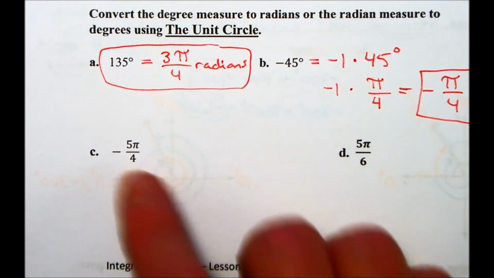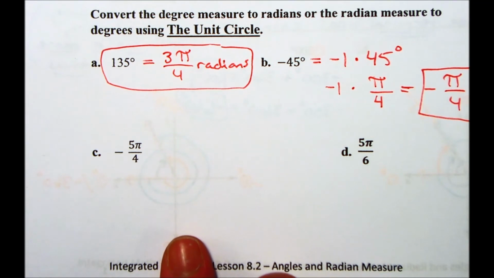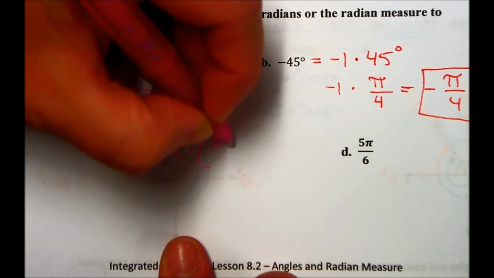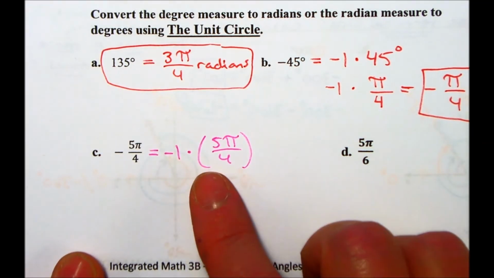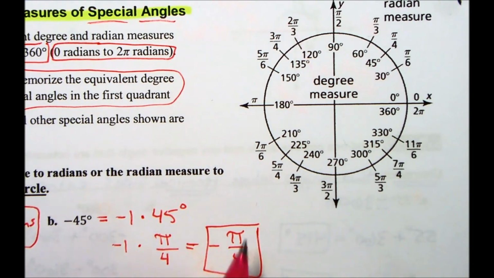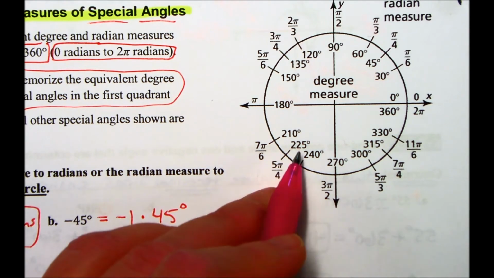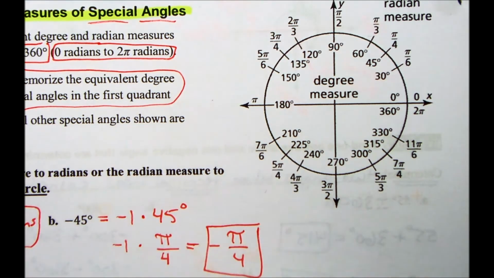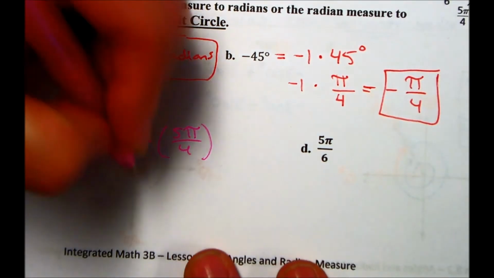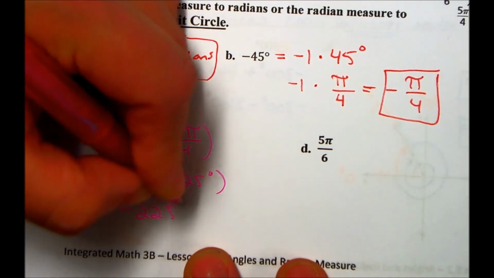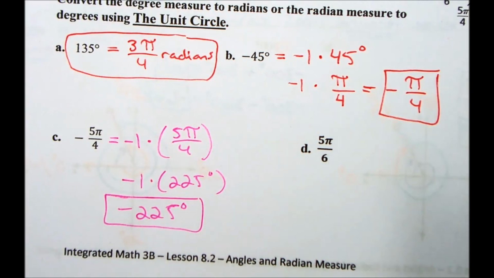Okay, well, what if you're given a negative radian? So this one, again, is going to equal negative 1 times the 5 pi over 4. So we're going to look at our unit circle for 5 pi over 4 to see how many degrees that is. So we're going to look around our unit circle. Here's 5 pi over 4, which is 225 degrees. So negative 5 pi over 4 is basically negative 225 degrees. All right, so that's pretty easy.